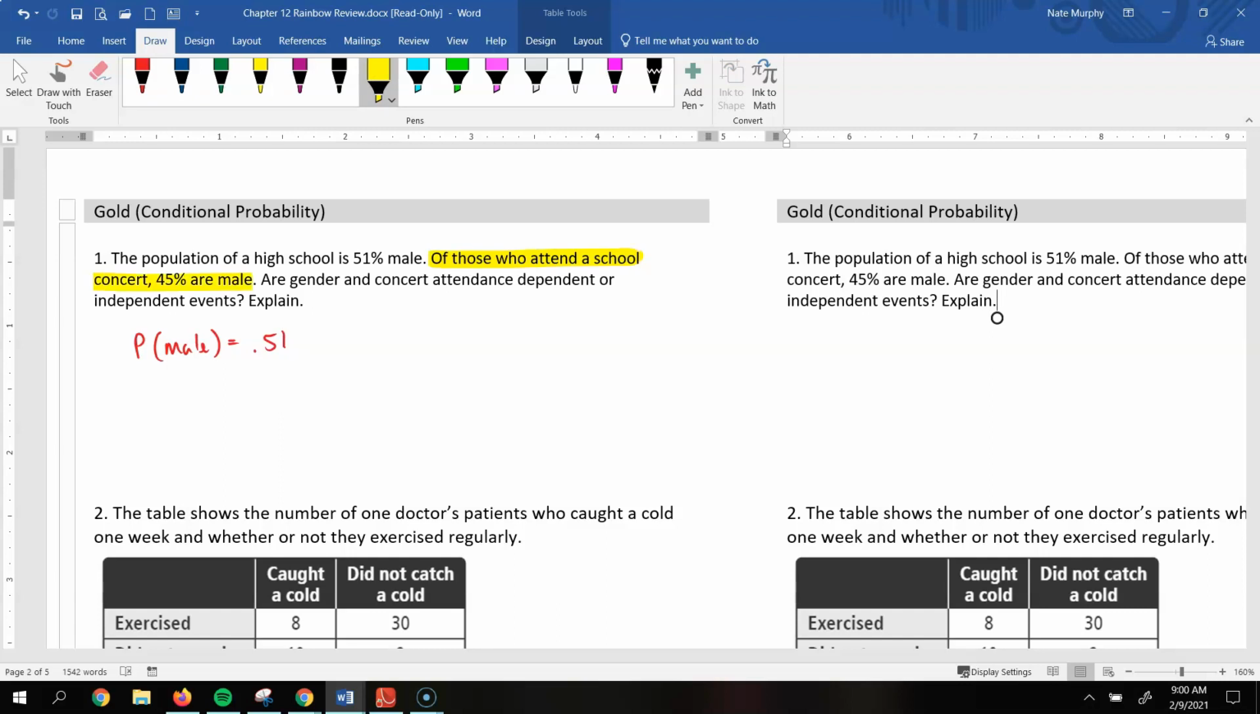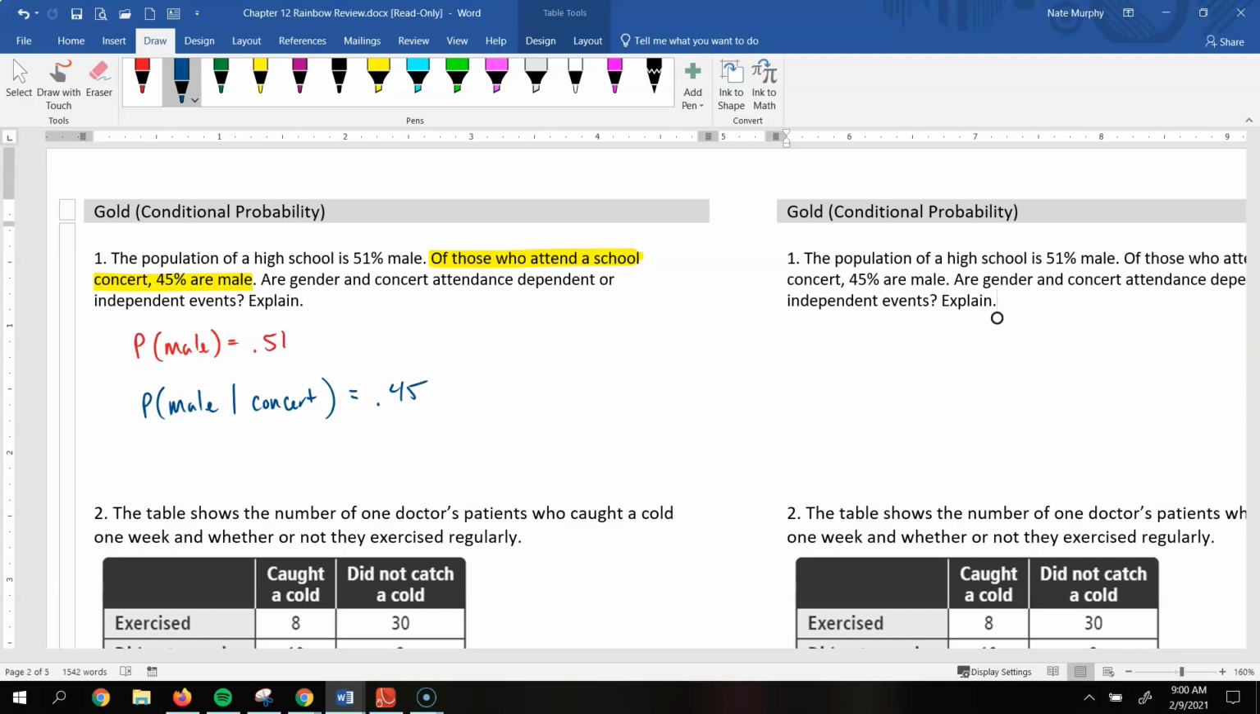Now let's read this sentence. It says, of those who attend a school concert, 45% are male. The way that we could interpret that, probability speaking, is we could say that this is the probability that they're going to be male given that they attend the concert. Because they say of those who attend a school concert, 45% are male. So given that they attend a concert is what we know. So that's male given that they are attending the concert, and the 45% chance of that happening.